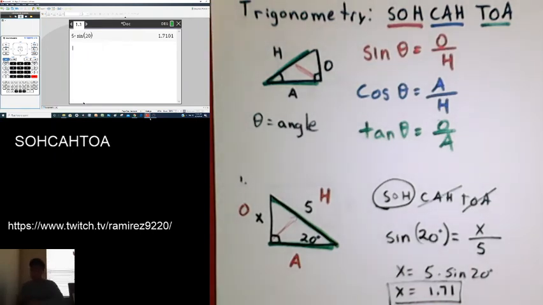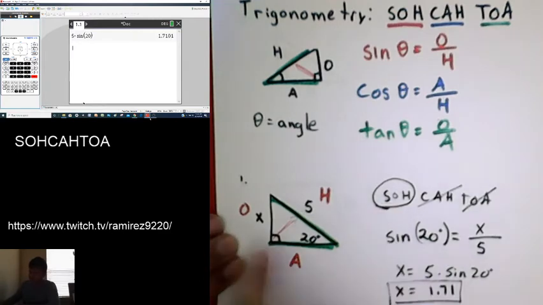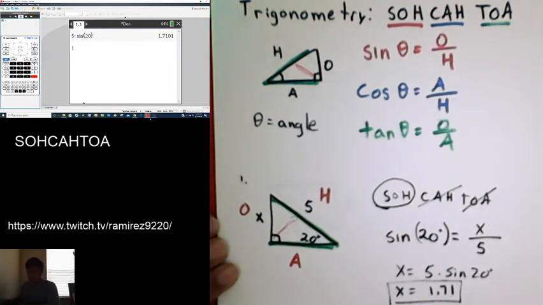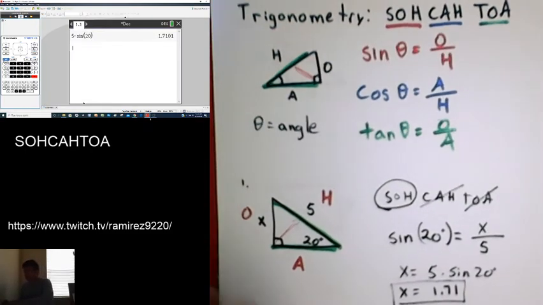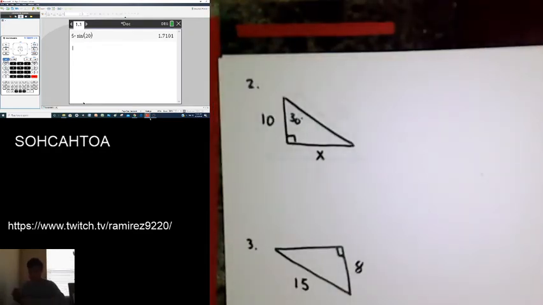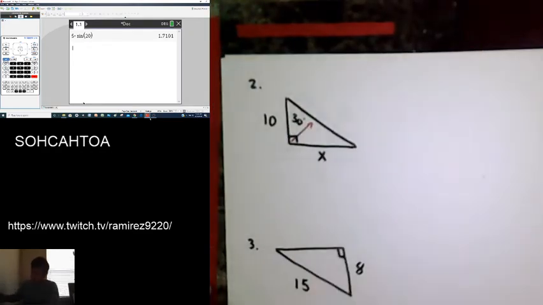This is how you use Sohcahtoa to find unknown sides. Notice how first we label, then we pick, we substitute, and we solve. That's it. I'm going to go ahead and do a few more examples just so you get the hang of it. So number 2 here, again, first thing we want to do is label. So I find my H, we trace our angle.